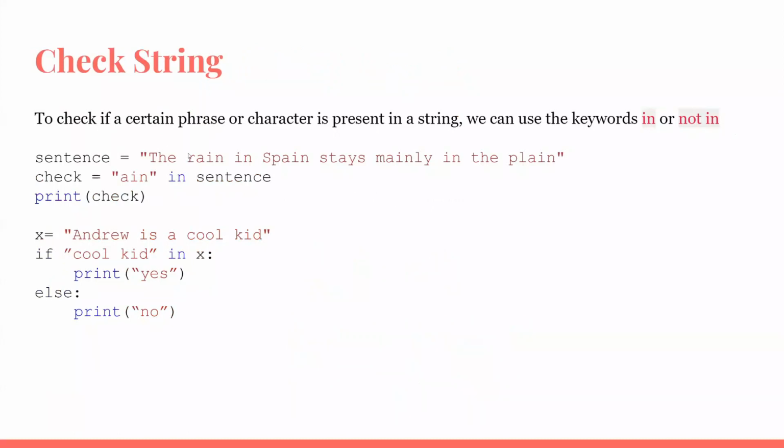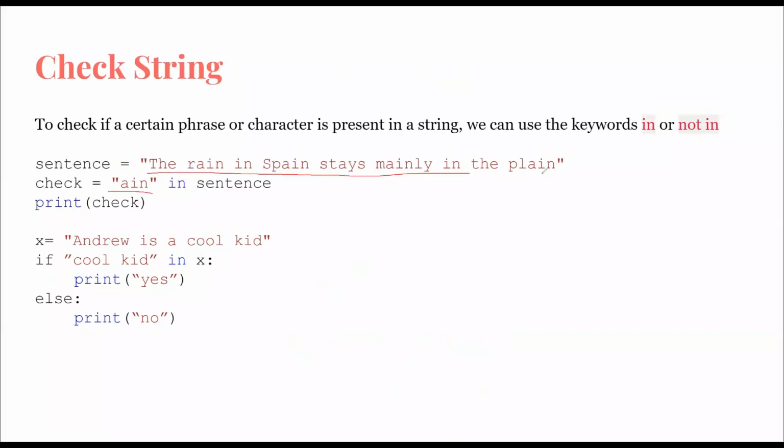Check string. This is also really useful and it's quite specific to Python. You can check if a certain phrase or character is present in a string. We can use the keyword in or not in. Here we're given a sentence this long, and we're checking if the letter combination AIN is inside the sentence. If we print out check, it will just say True, because this entire thing is a condition. It will output a boolean, true or false.